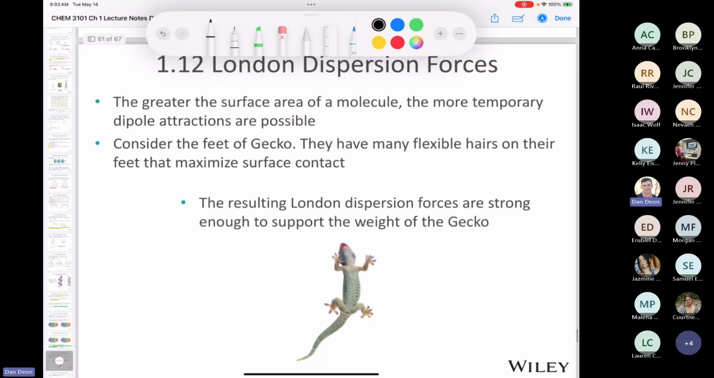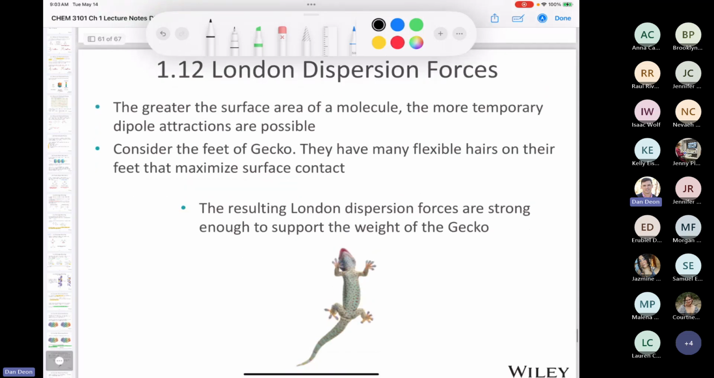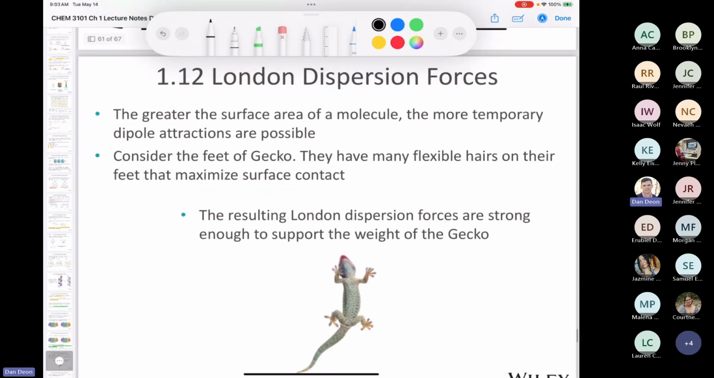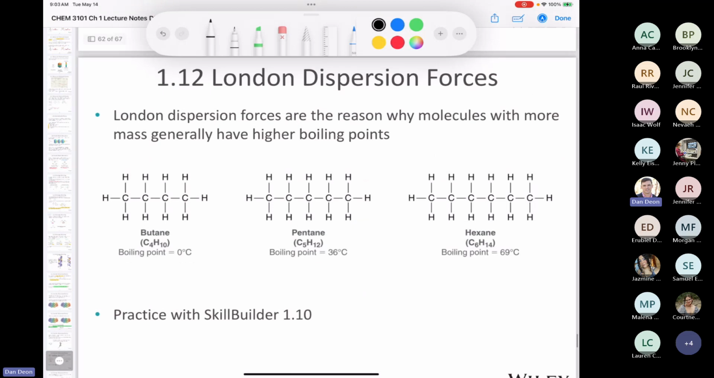I'm not going to ask you anything about the feet of the gecko, so I'll leave this as an FYI if you want to read about it. Anyhow, London dispersion forces are the reason why nonpolar molecules with more mass generally have higher boiling points.